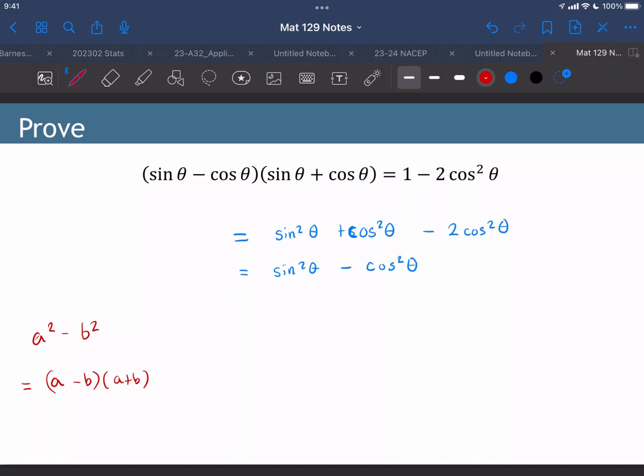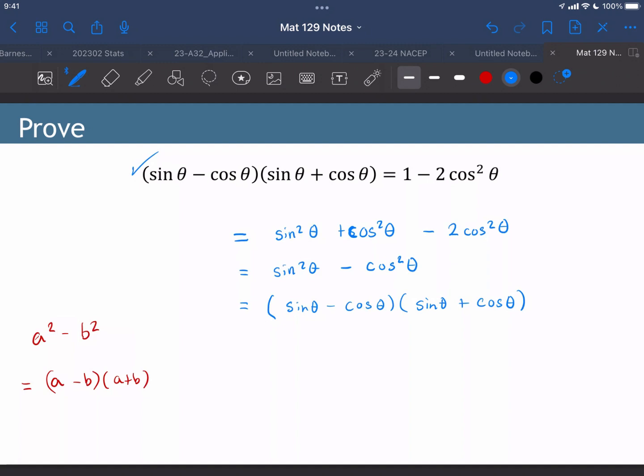And so if I have sine squared minus cosine squared, just using factoring rules, we know that that is equal to sine theta minus cosine theta, and then sine theta plus cosine theta. And hey, lo and behold, that's exactly the left-hand side, and I got it.